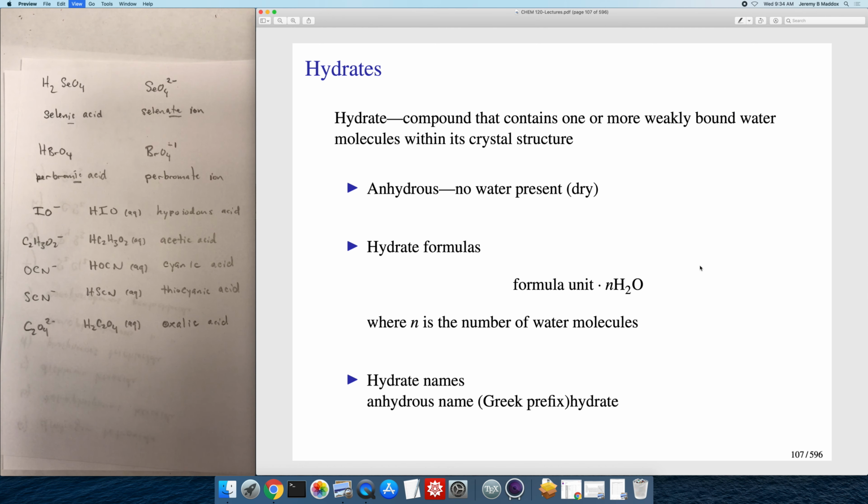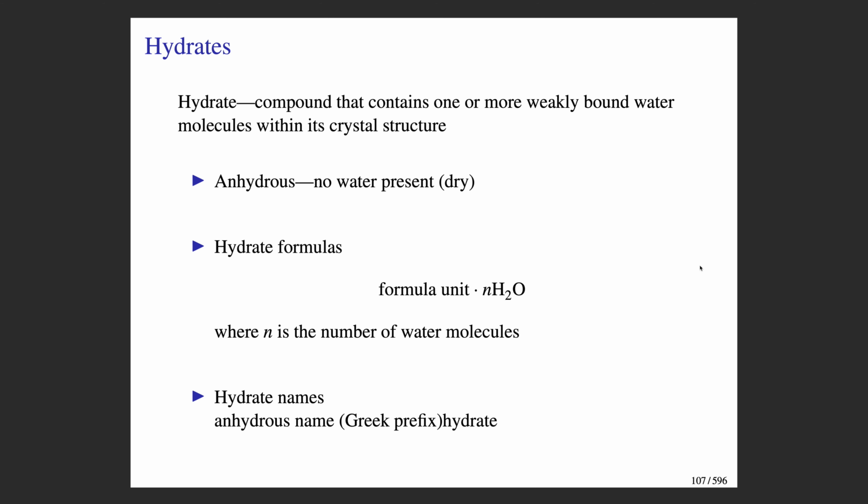Another class of compounds are known as hydrates, and so these are ionic compounds that have a set number of water molecules bound within the crystal structure. The term anhydrous means that there is no water within the crystal structure, and the term hydrate means that there is water embedded in the crystal structure. The way that you write the chemical formula for a hydrate is you use the chemical formula unit for the ionic compound, and then you put a dot with an integer number of water molecules. I guess n doesn't have to be an integer, but it often is.